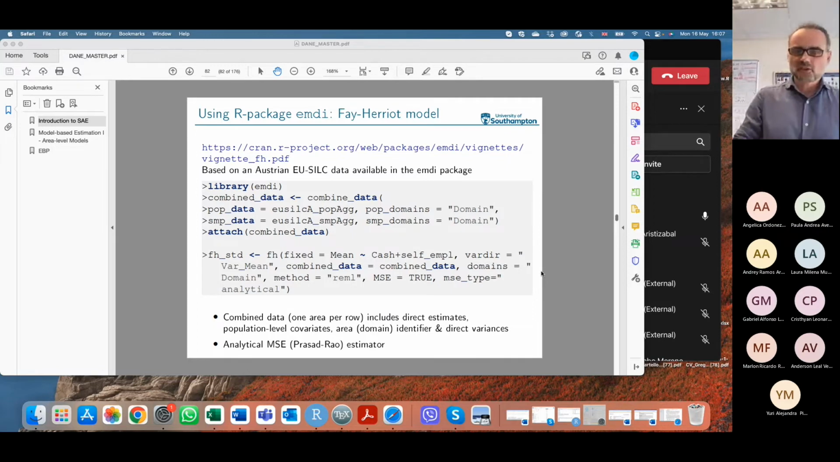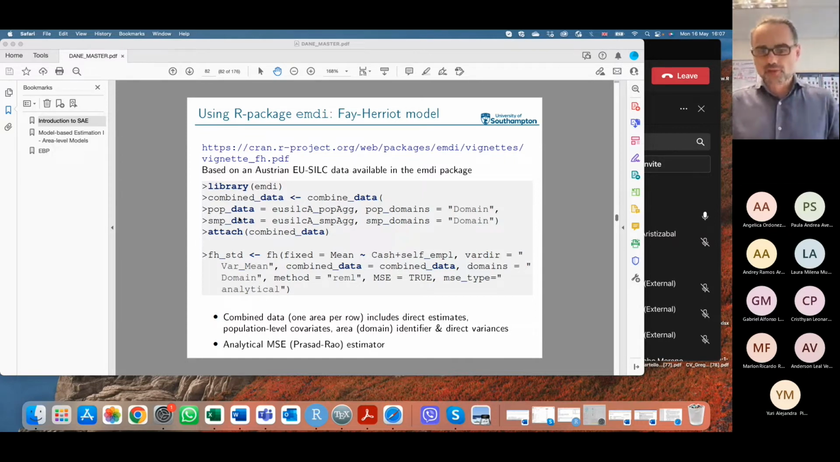So we're going to be using this Austrian dataset, which is part of the EMDI package. Here I'm describing some of the key operations when you start with the EMDI. Obviously, you write library(emdi), and that will load the library, assuming you have already installed it. So the first step is to install EMDI in your R, and then load the library. And then we use a combined dataset, and the combined dataset has two data sources.